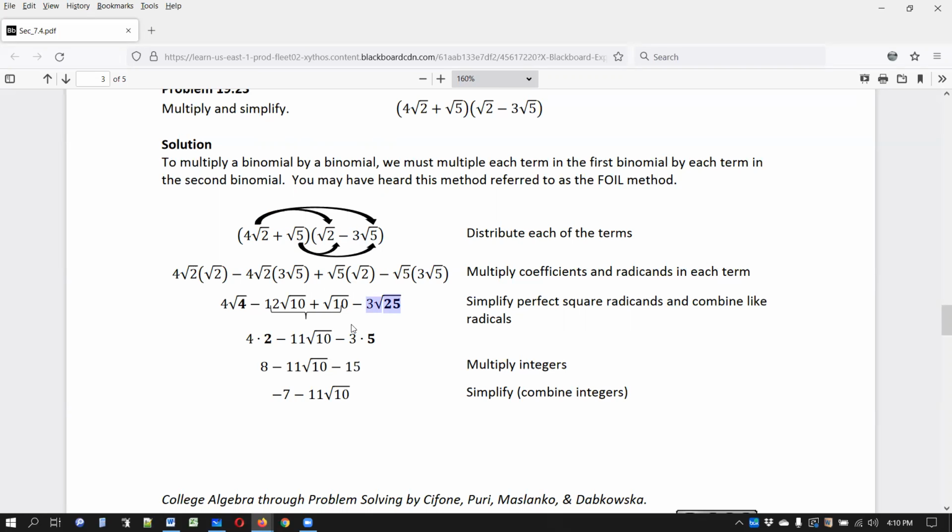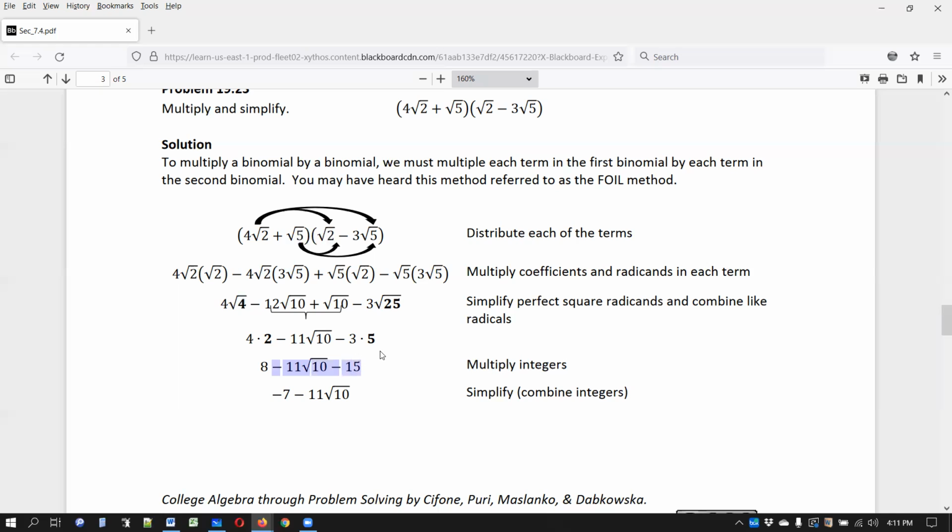At this point, after the first multiplication, we are interested in possible simplification. If there are any, yes, there is one here. This is 2 times 4, which is 8. This is 5 times negative 3, negative 15. And these two terms in the middle are like radicals. We can combine them, because they're both radical 10s. This is negative 12 radical 10 plus 1 radical 10, which is negative 11 radical 10.